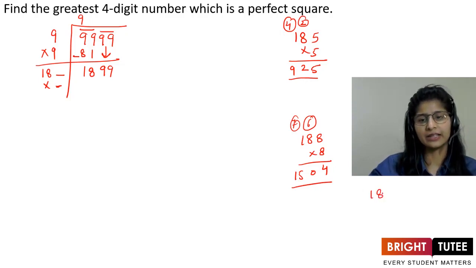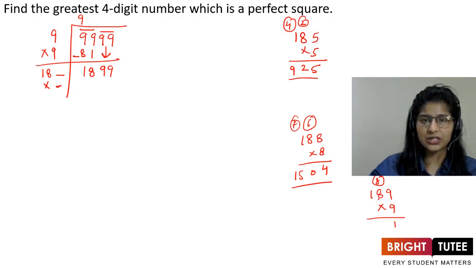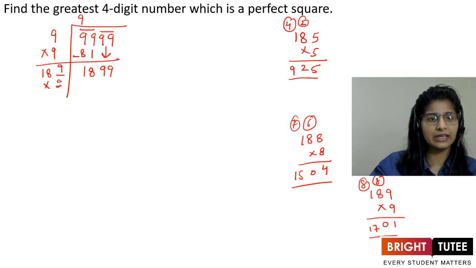Let's try with 9. 189 into 9. 9 9s are 81. So 8 is the carry over here. 9 8s are 72. 72 plus 8 is 80. We get a 0 here and here 8. 9 1s are 9. 9 and 8 is 17. So we get 1701, which is nearer to it. So we'll multiply with 9. Right? What we get? 1701.